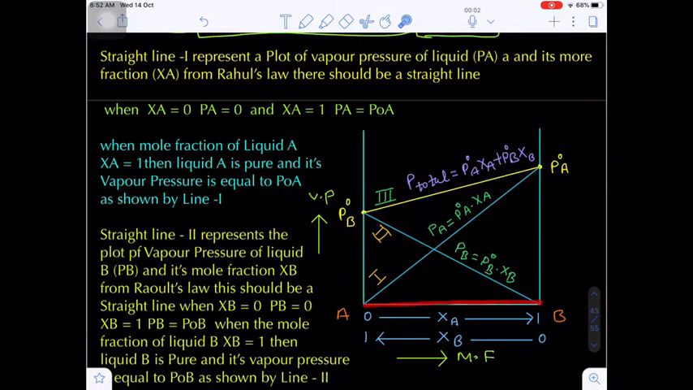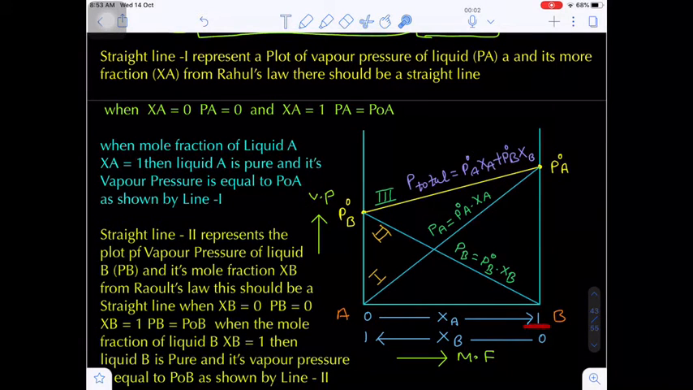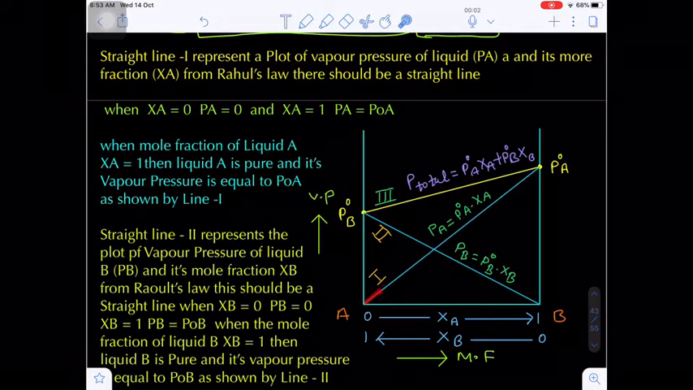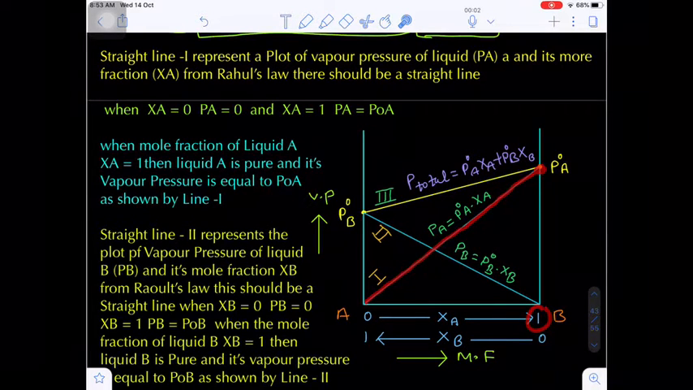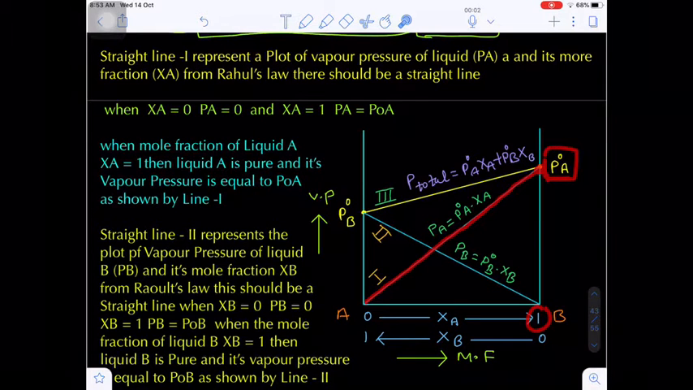Okay, as we move from A to B, what happens? The mole fraction of A decreases, which means its partial pressure decreases. In the other direction, the mole fraction of A increases, and the partial pressure of A also increases. Are you getting my point? And it reaches the maximum value when the mole fraction of A becomes 1, so that will be the maximum vapor pressure of component A.